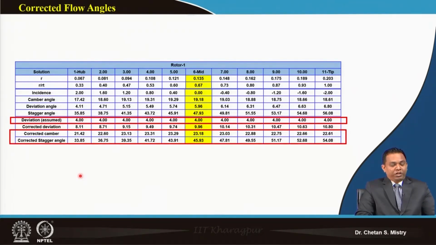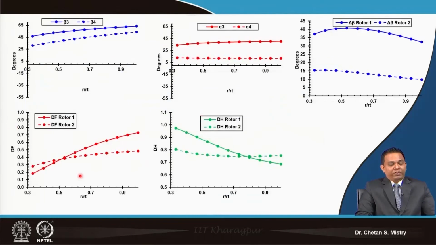And once we put this in, it gives me the corrected camber as well as corrected stagger angles. Once this is ready, we will check how the variation of the flow angle is coming. Now, you can understand here our expected pressure rise is 800 Pascal. So, my delta beta variation, if you look at it, is coming on the lower side. So, just look at this, this represents my delta beta variation.